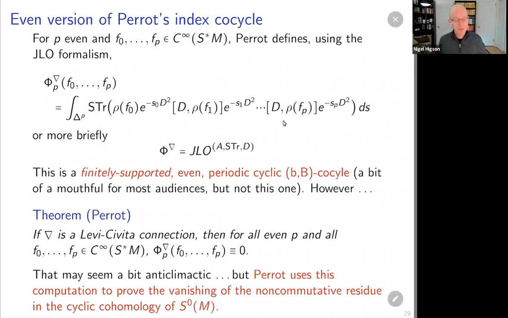That may seem a little bit of an anticlimax, but in fact, it's good news that it's 0. If you apply the Perrot strategy, which involves lifting to pseudodifferential operators, pseudodifferential symbols, you can use this calculation. It's a non-trivial calculation to show you get 0. But the result of the calculation is that the non-commutative residue, the trace, turns out to be 0 in cyclic cohomology, of course, as we all know. So this is another proof of that fact.